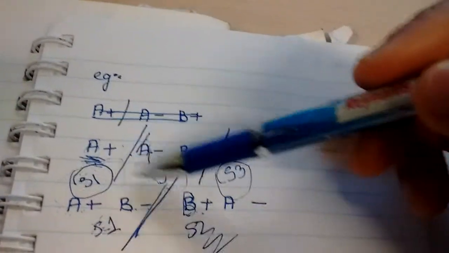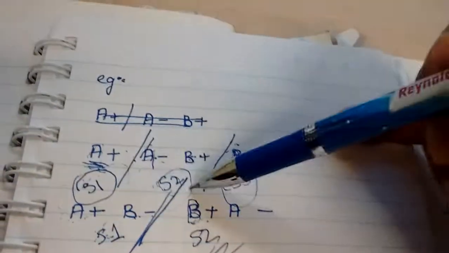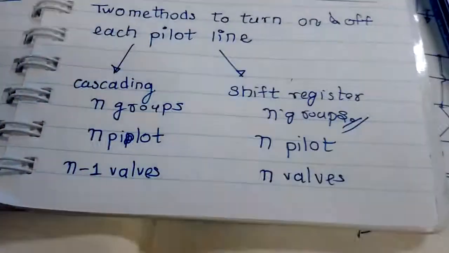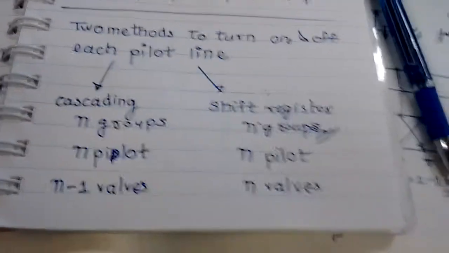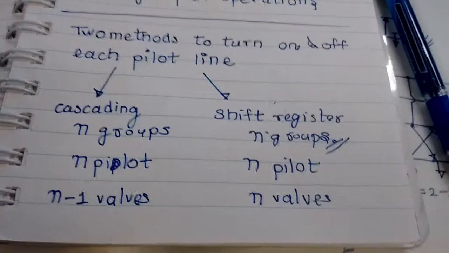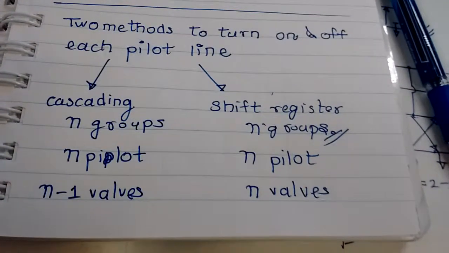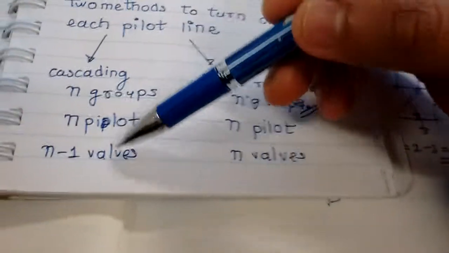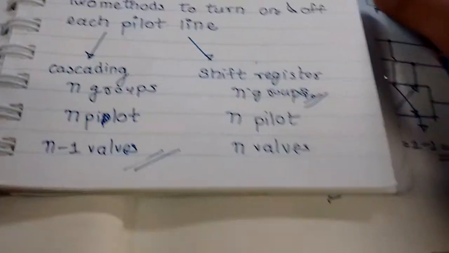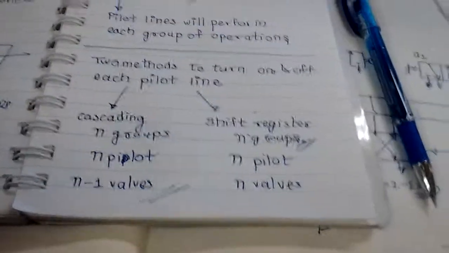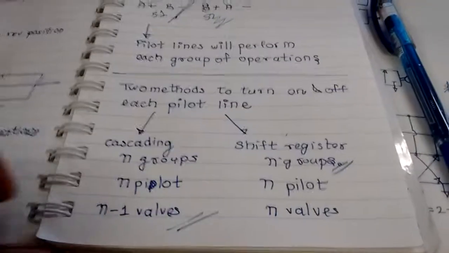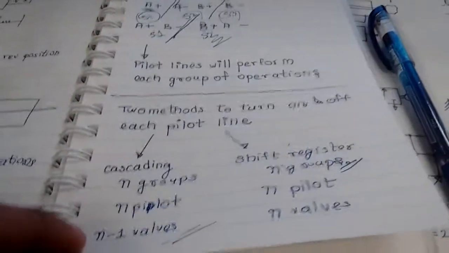Now I'll explain how to do that, but for switching between the pilot lines there are two methods possible: cascading and shift register. In shift register, if there are n groups, we have n pilot lines and n valves are required, whereas in cascading, if we have n groups, we require n pilot lines, but this is the main advantage, we require n minus 1 valves. So as the number of valves required in cascading is less, we use the cascading method.